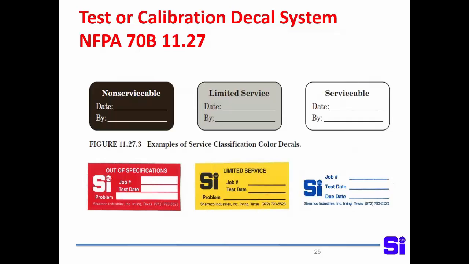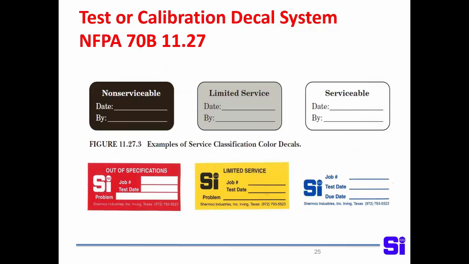As a technician, I can walk up to a piece of equipment. I can look at the label color. Shoot, I can look at that label color from a distance. And if I see that it has a yellow label, I'm going to start asking questions. If it has a red label, I'm really going to start asking questions. So it provides immediate indication of the equipment condition.